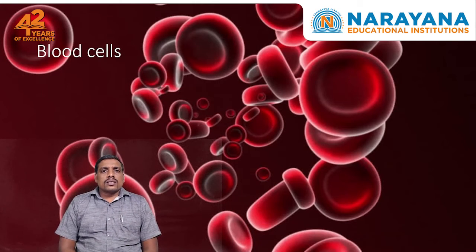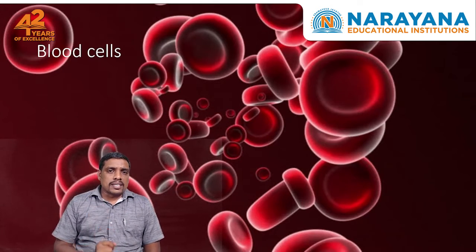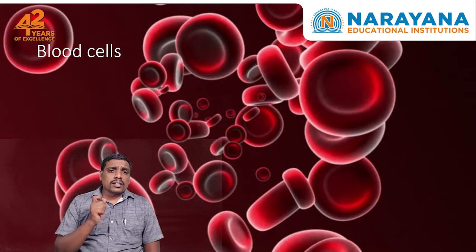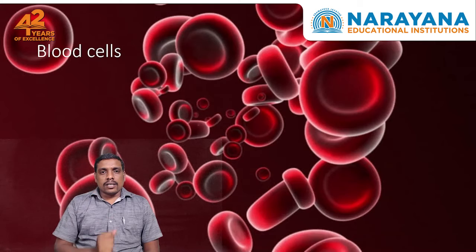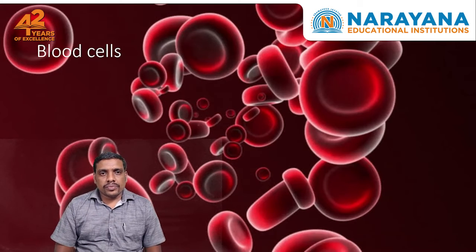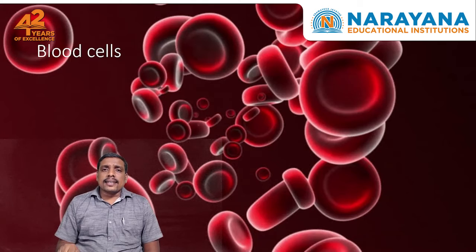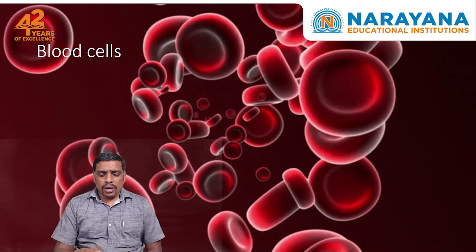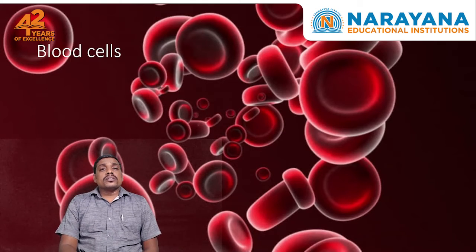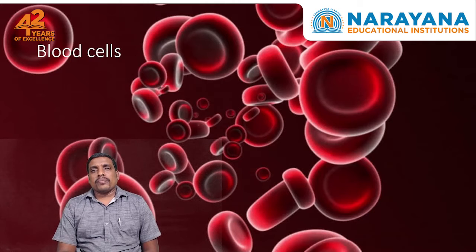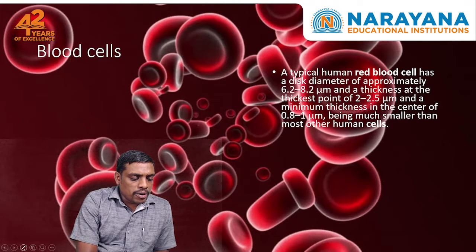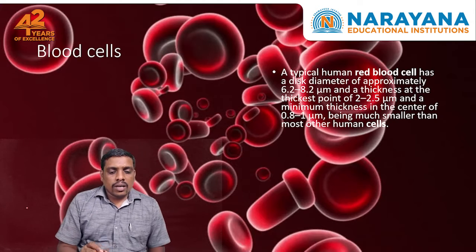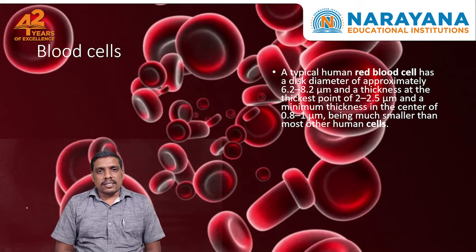Now in this class, we are going to see the general characters of red blood cells, the general characters of leukocytes, the general characters of platelets and their functions. First of all, let us learn about the functions of the various blood cells present in our body. First type of blood cells, which includes a typical human red blood cell.